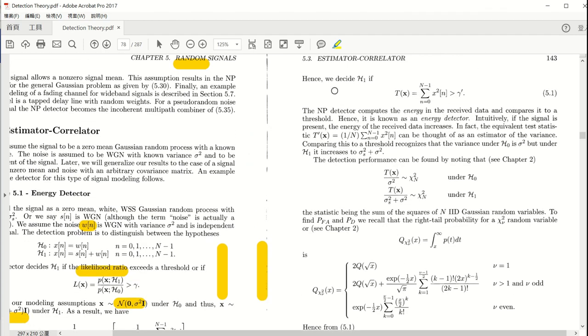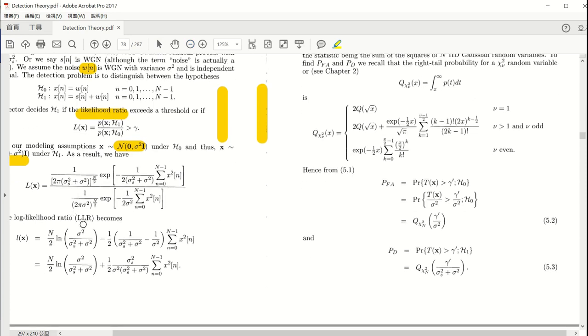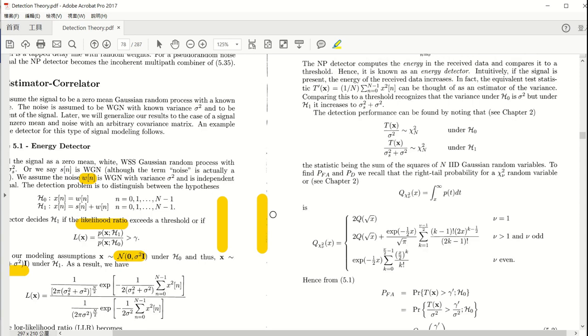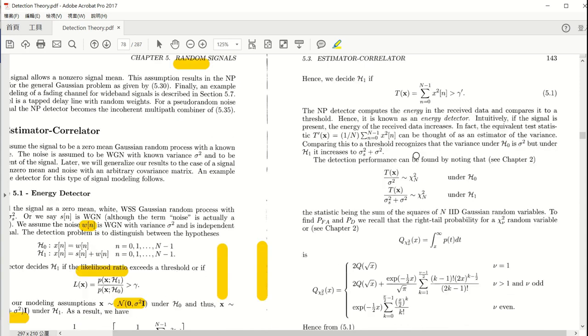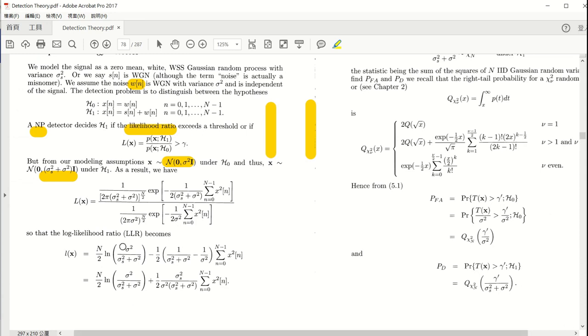As a result, next step, we will just say we decide H1 if summation of x squared is larger than gamma prime. Then you may wonder, this is very strange. We have a likelihood ratio that looks very complicated, then how can we just say this thing is equivalent to this thing? Let's take a look. We go back to the log likelihood ratio.